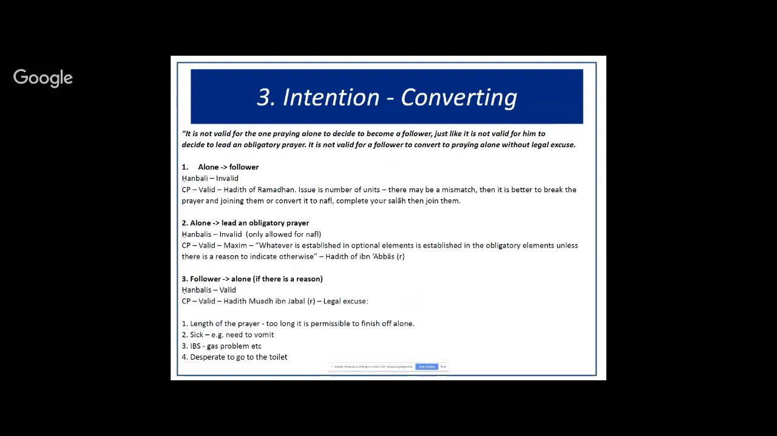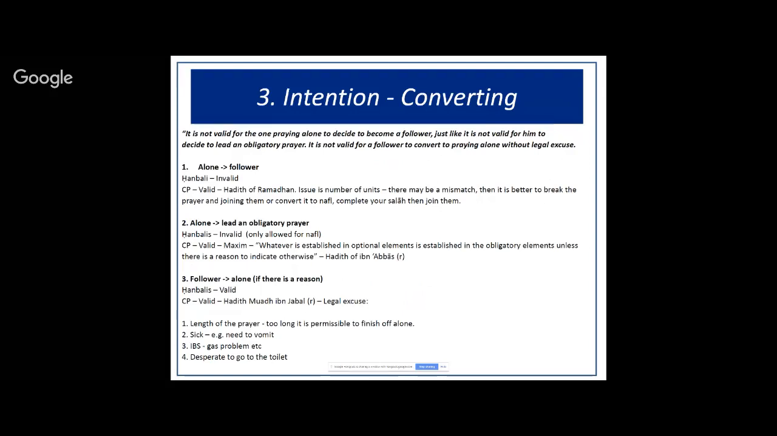Next one. It is not valid for one praying alone to decide to become a follower, just like it's not valid for him to decide to lead an obligatory prayer. It is not valid for a follower to convert to praying alone without a legal excuse. Okay, so in this paragraph, there's three scenarios. Very simply, number one, you're praying alone, you become a follower. Number two, you're praying alone, you become imam of an obligatory prayer. Number three, you're a follower of a prayer, and you then become alone. That text at the top of the slide is basically those three scenarios.